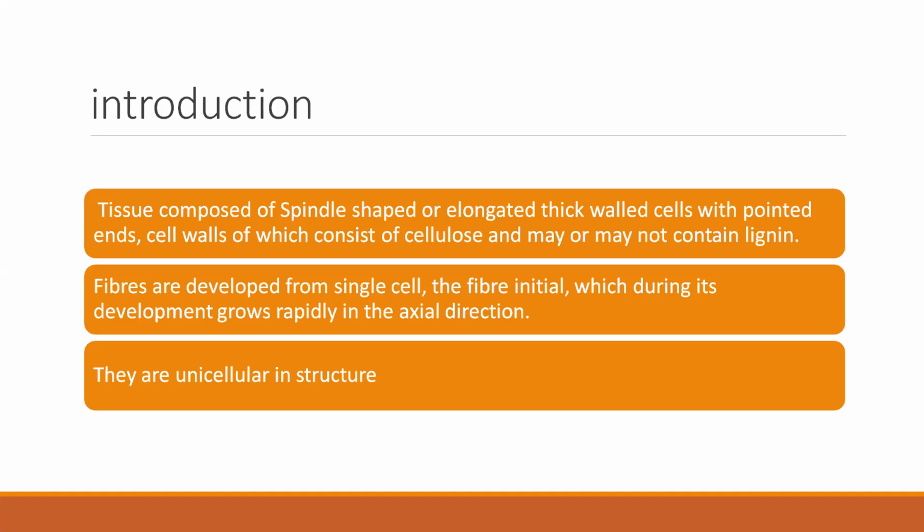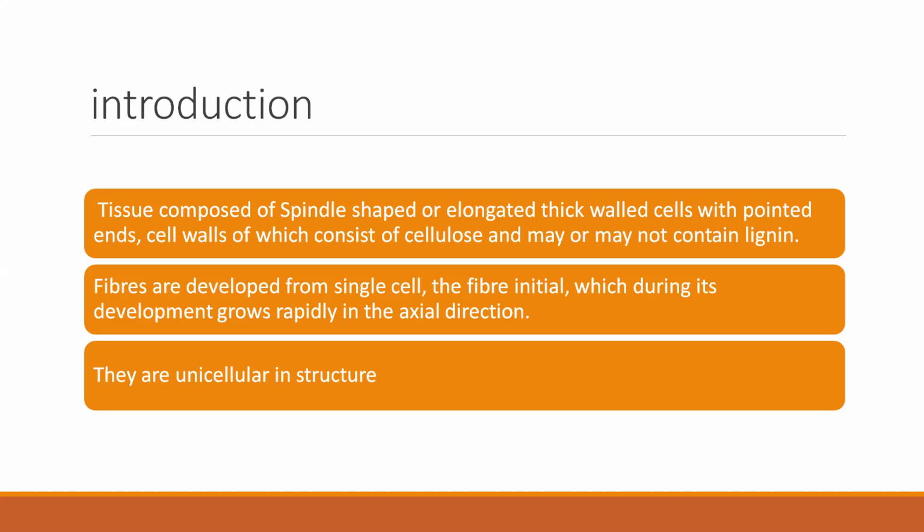The important constituents in the fibers are cellulose, and it may or may not contain lignin. Fibers are developed from a single cell, meaning unicellular. The fiber initial, during its development, grows rapidly in the axial direction, throughout the axis. They are unicellular in nature because they are developed from single cells.